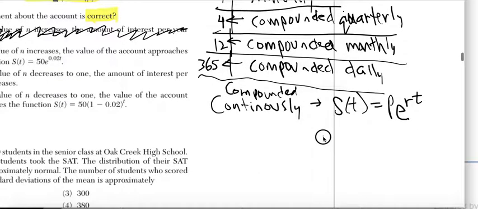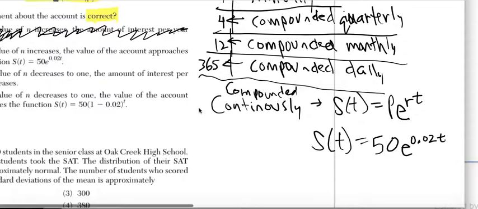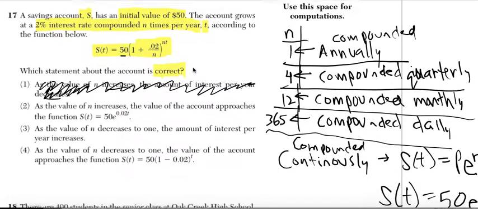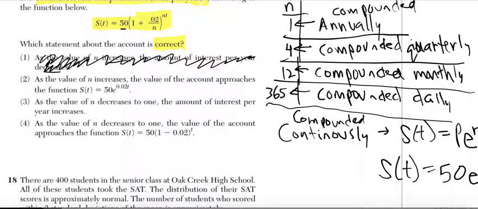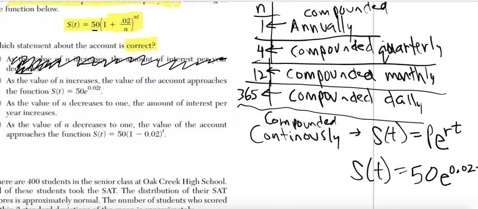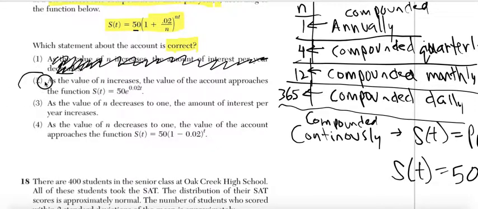So since the initial amount is 50, it'll be 50e, and since the interest rate is 2%, that's 0.02t. So 2% interest starting with $50 initially, with continuous compound interest would give us the function S of t equals 50 times e to the 0.02t, which is what this is saying right here. So as the value of n increases to infinity, the value of the account approaches this function. So choice 2 is our answer, because they want which one is correct.